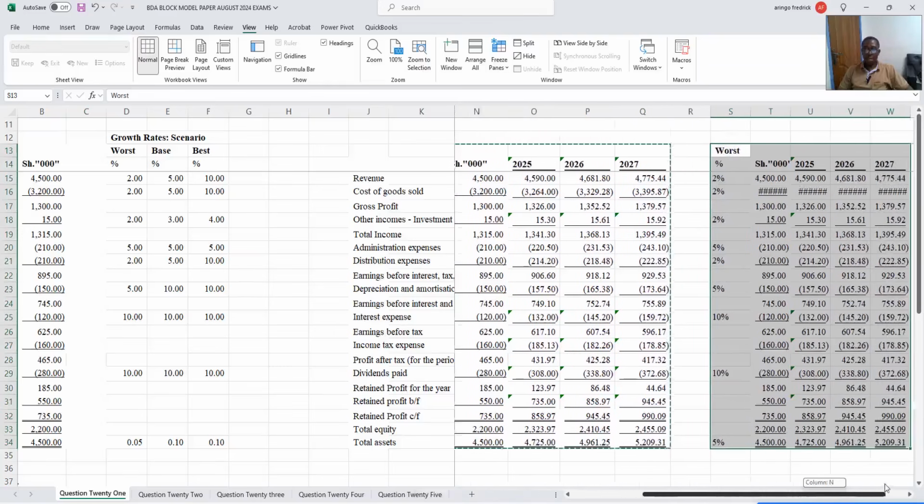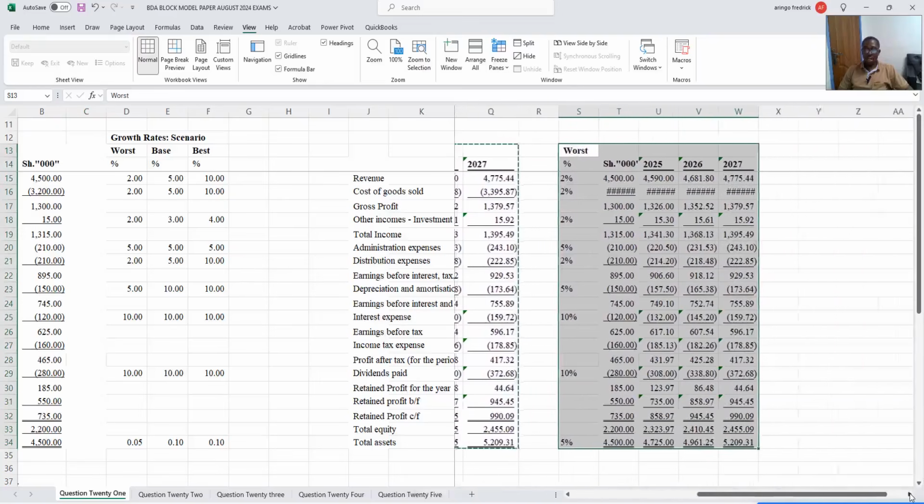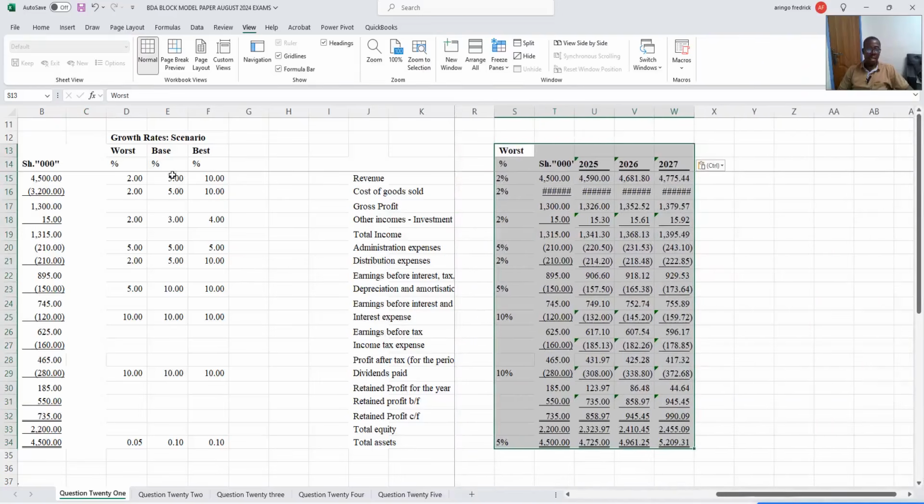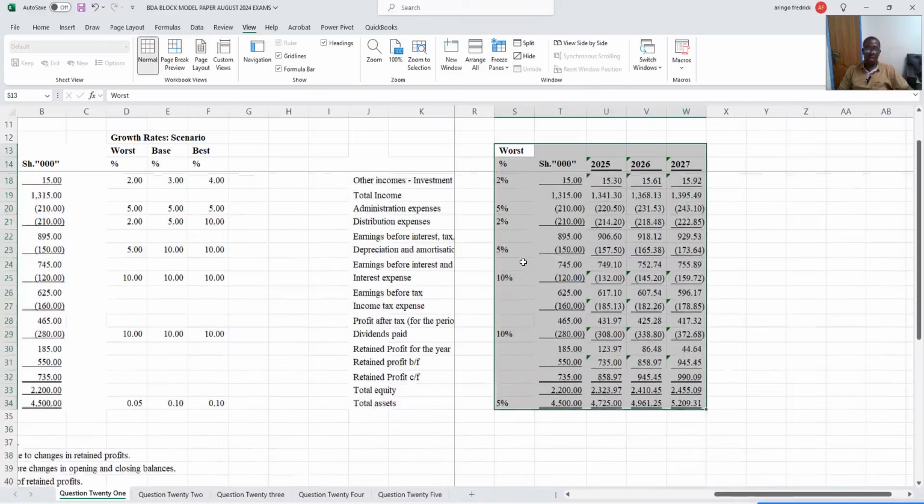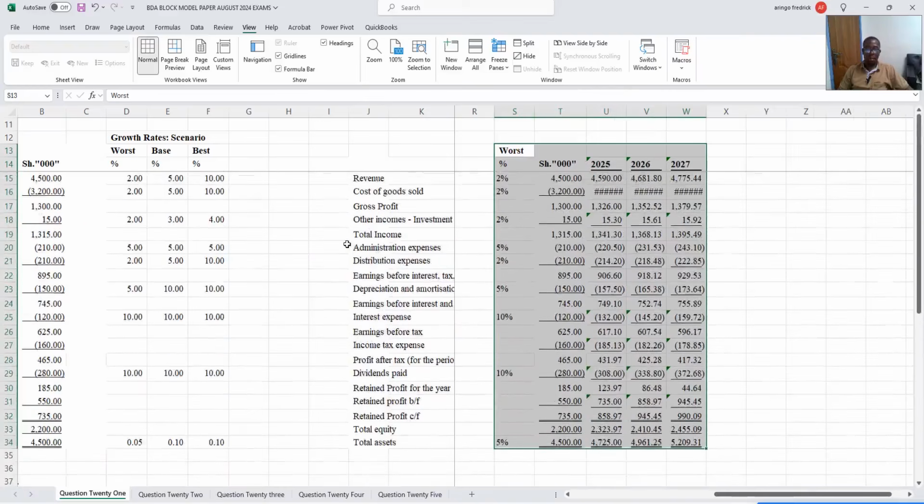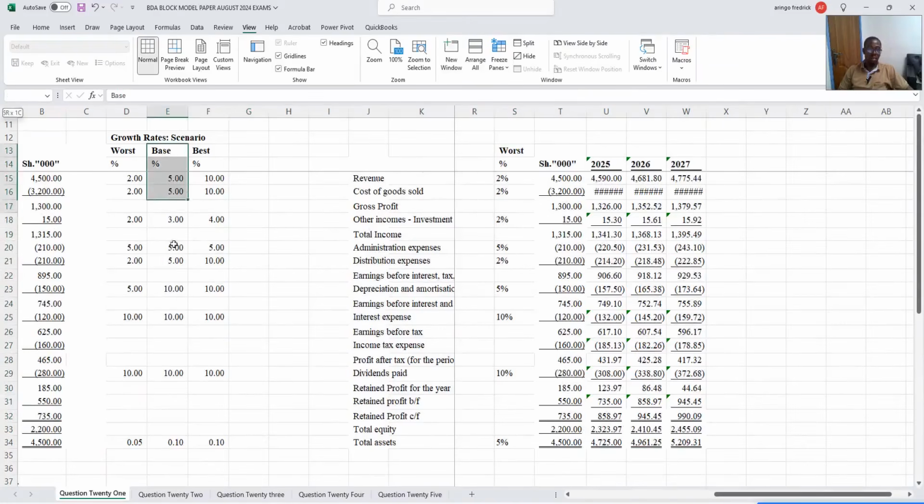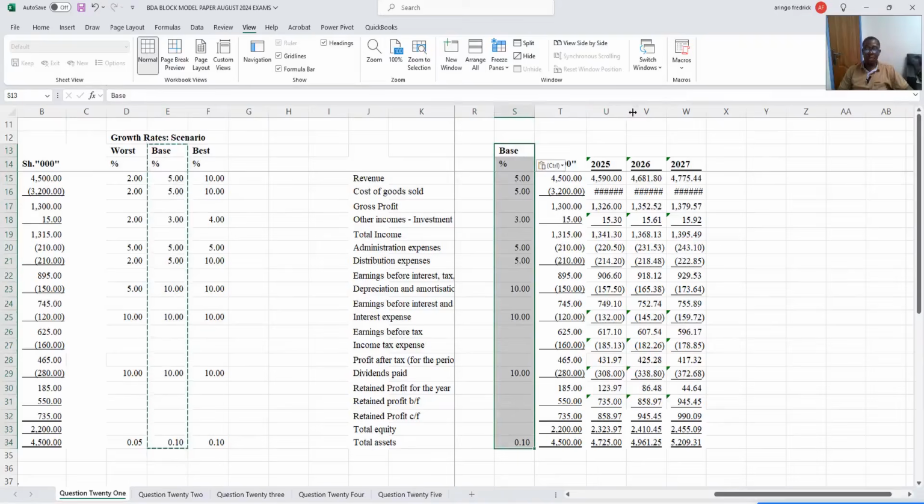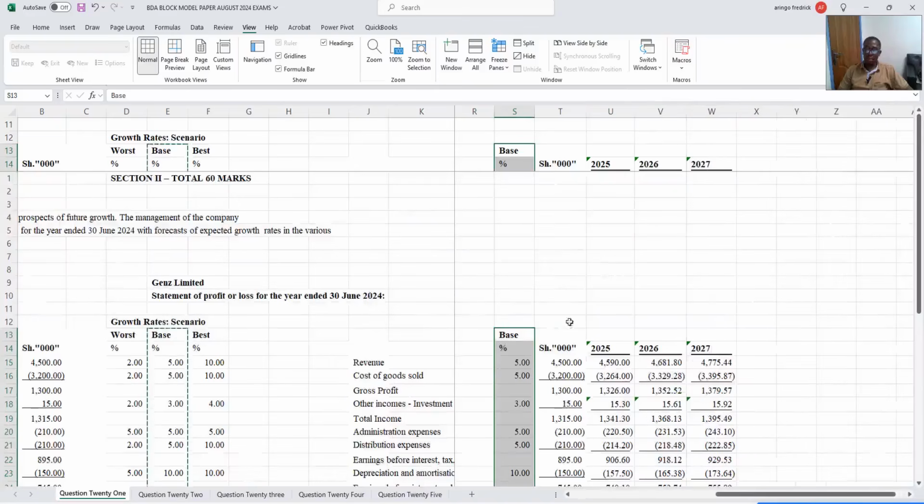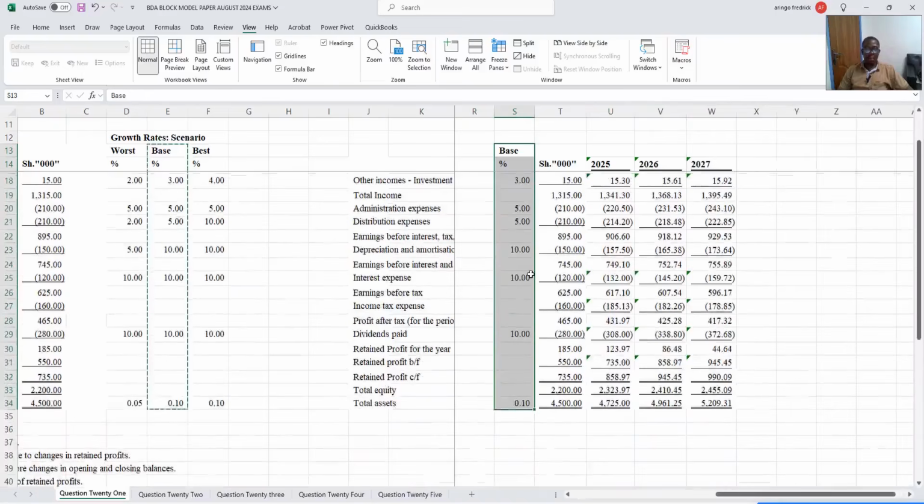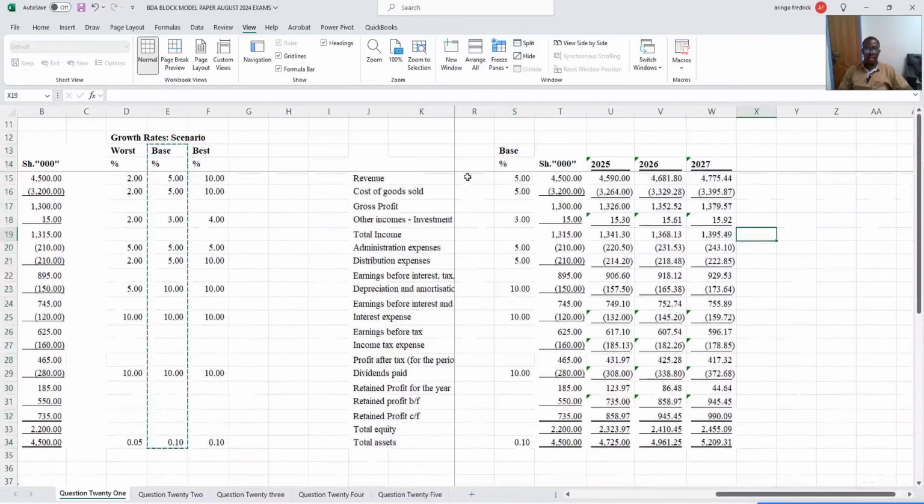But this time round, I want us to talk about what? The base case scenario. Yeah, I want us to talk about the base case scenario. So our base case scenario, this is a base case scenario. So this time round, you're hearing about base case scenario. So we have it at that point, our base case scenario. This is what you're having.